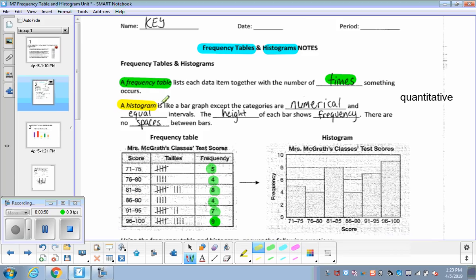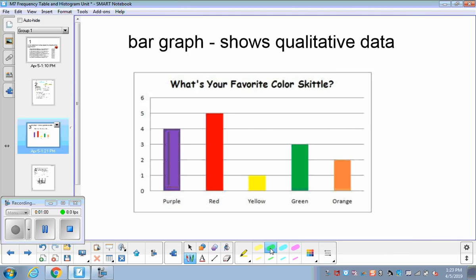Now, a histogram is a lot like a bar graph, except the categories are numerical. And I want to remind you guys that numerical means quantitative, okay? Real quick, let me remind you guys about a bar graph from elementary school. So a bar graph shows qualitative data, categories like purple, red, yellow, green, orange. Those are words, and we have spaces in between the bars because these categories don't necessarily run together. Now, something that this graph has in common with a histogram is that the height shows frequency.